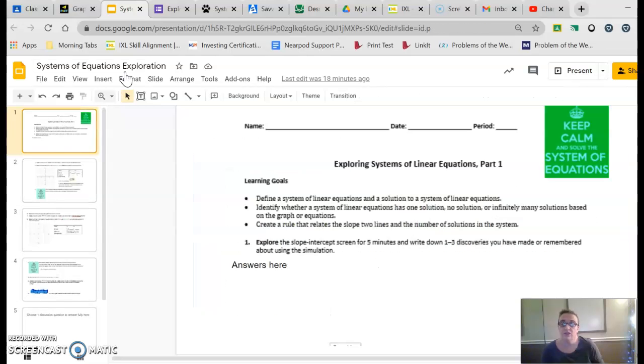So if we look at the slides, our learning goals are listed. We want to be able to define a system of linear equations and a solution to a system of linear equations, identify whether a system of linear equations has one solution, no solutions, or infinite solutions. And we want to be able to do that based on the graph of the equations, and also we want to get to a point where we can do that just by looking at the equations.